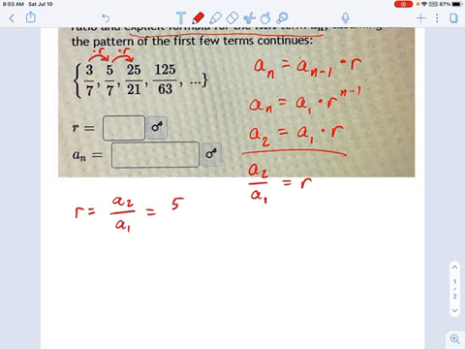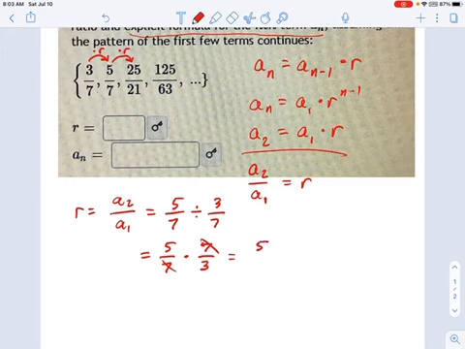Well, a2 is 5/7, and I want to divide 5/7 by a1, which is 3/7. And if you remember how fractions multiply and divide, this is going to be 5/7 times 7/3. Remember, you multiply by the reciprocal. The multiplicative reciprocal is what you replace a division by. So the 7s cross out, and we get r equals 5/3. That's a very important number. That allows you to fill in the rest of this problem.